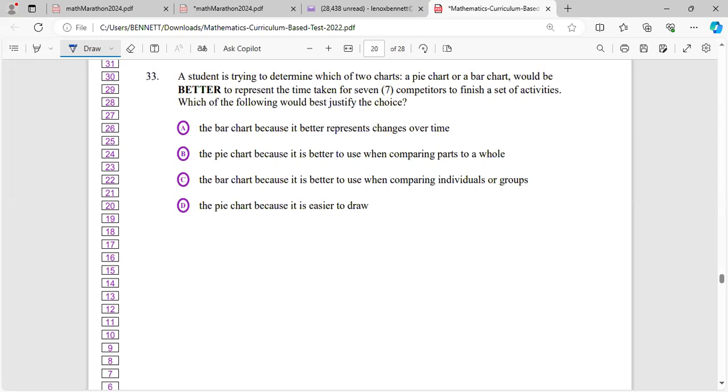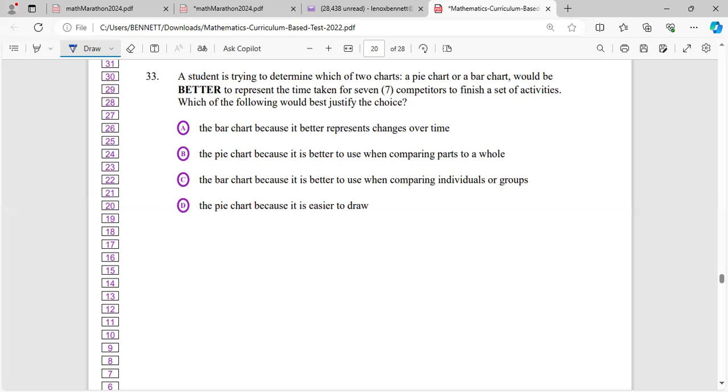Alright, so a student is trying to determine which of the two charts, a pie chart or a bar chart, would be better to represent the time taken for 7 competitors.